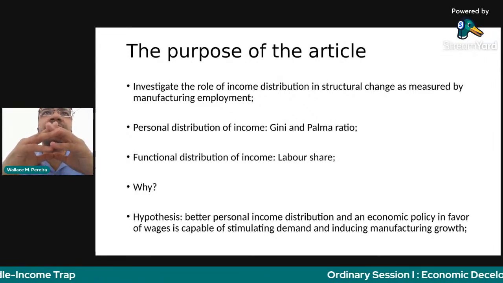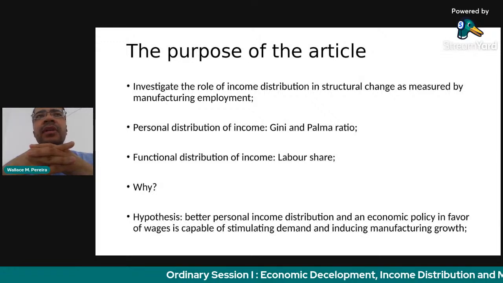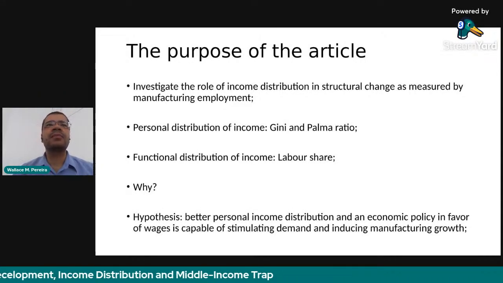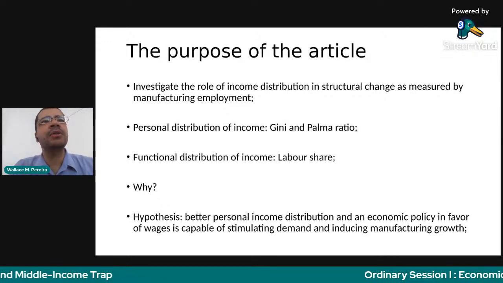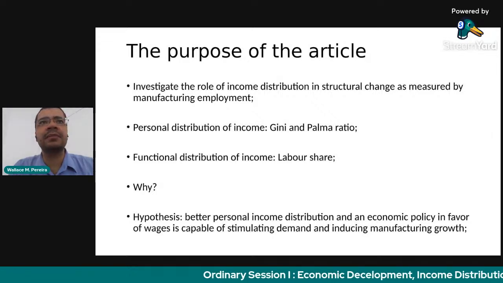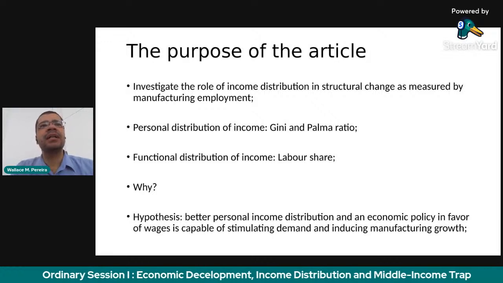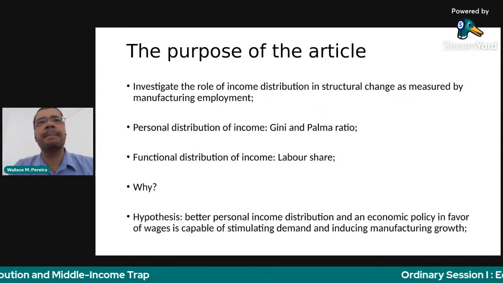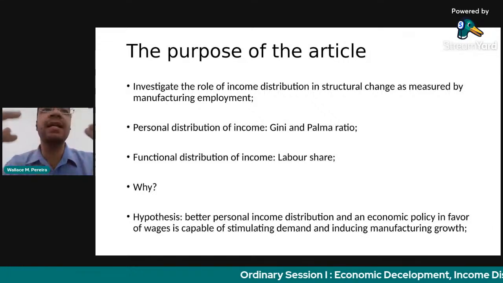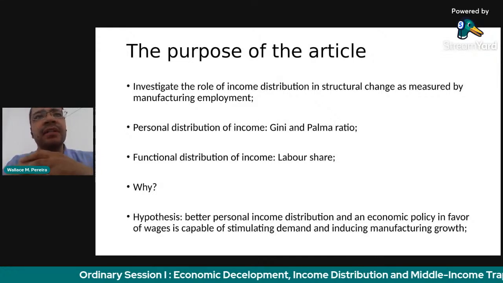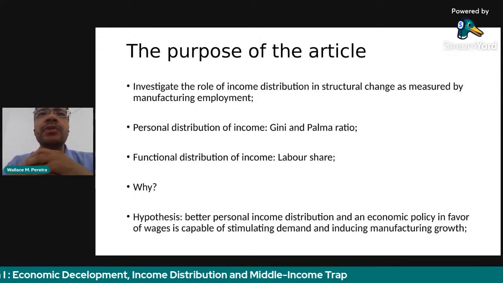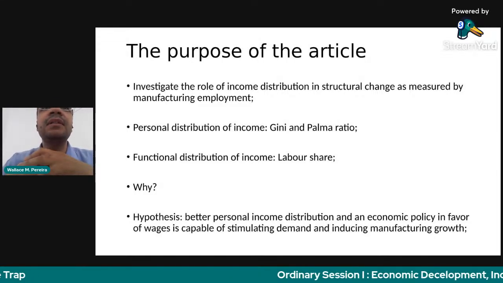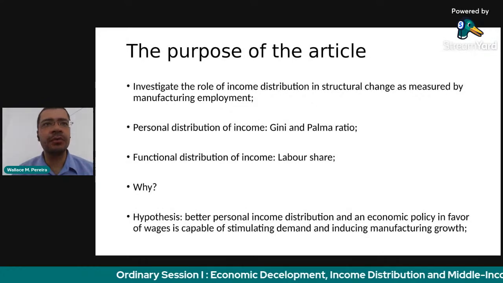The purpose of the article is to investigate the role of income distribution in structural change as measured by manufacturing employment. To investigate this theme, we use personal distribution of income by Gini and Palma ratio, and for functional distribution of income, we use labor share. The hypothesis is that a more equal personal income distribution and economic policy in favor of wages are capable of stimulating demand and inducing manufacturing growth.